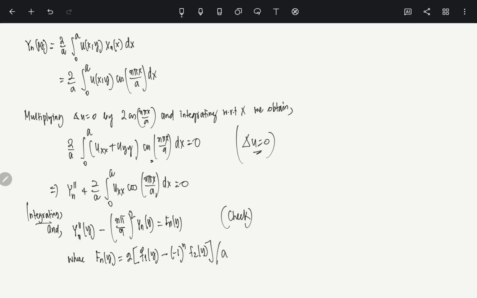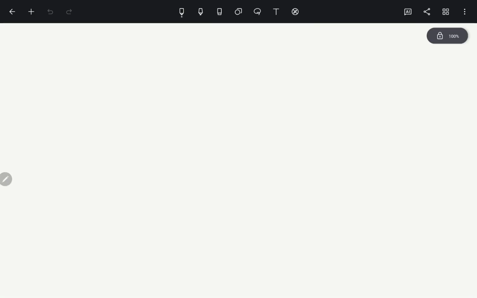Okay, so this is nothing but an ODE, right? This is an ODE, so you can solve it. Yes, if you solve it, you get a solution which is rather big, but let me write it down.